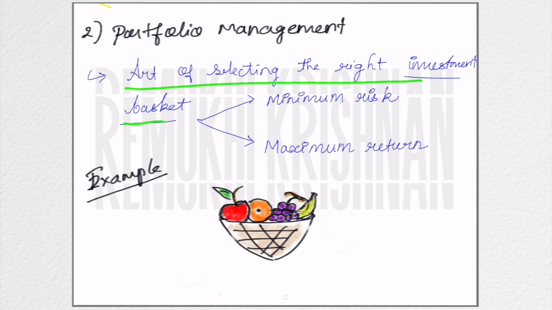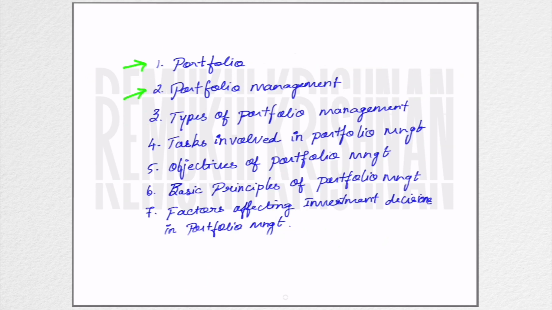So what should be the main objective of the investment basket? It should contain minimum risk and provide maximum return. So portfolio management in a single line is nothing but an art of selecting the right investment basket. For example, in my basket, there should be stocks, bonds, cash, commodities, etc.